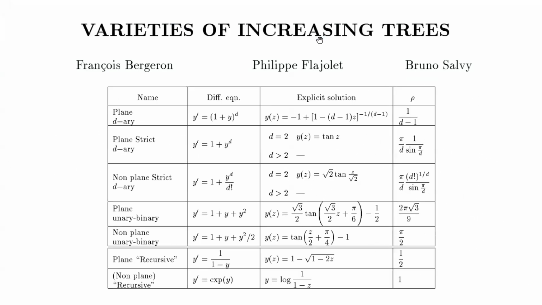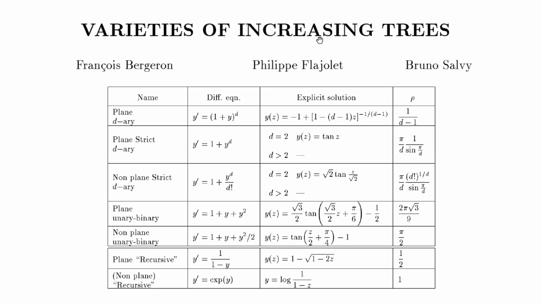Okay, and so all this work belongs to the classical paper Varieties of Increasing Trees, written by Bergeron, Flajolet, and Salvy in '92. And they study many classes of increasing trees in this context.